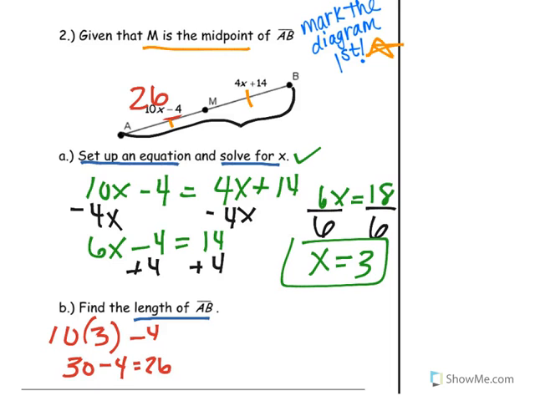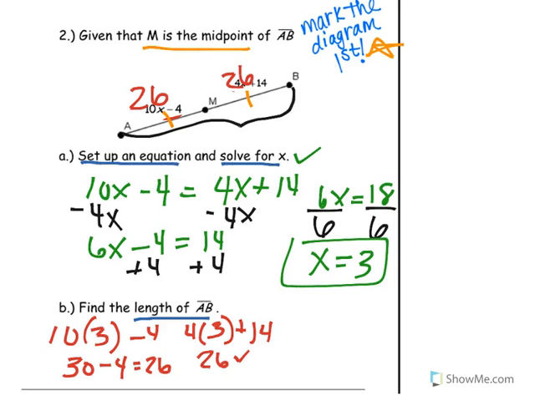I should know right away what the length of MB is because of these tick marks, right? If there are tick marks, that means they're congruent, which means they're the same. So the length of MB should also be 26. But just to double check and make sure that we have the right value for x, let's evaluate. Let's plug in 4 times 3 plus, is that what it is? It's 4, yep. 4 times 3 plus 14, that's 12 plus 14, and that's 26.